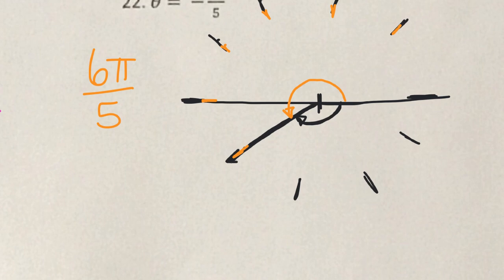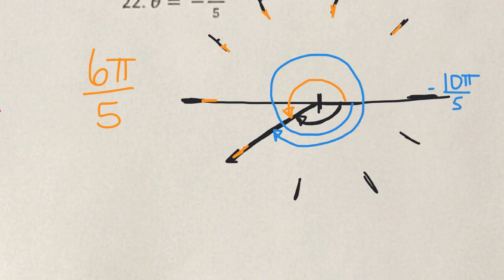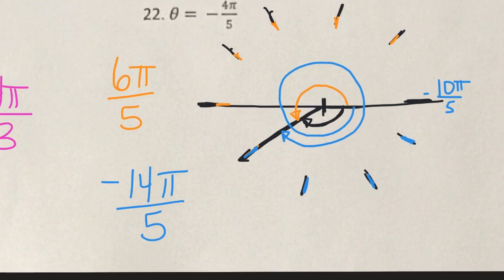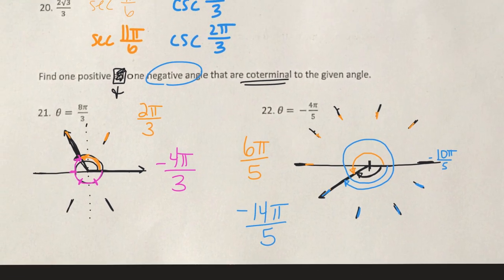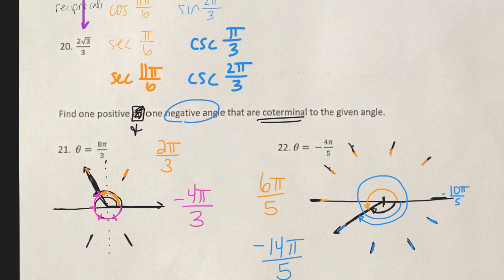Okay, so I was given -4 pi over 5 to begin with, which means my other negative is going to have to go all the way around, right? I'm going to have to do more than 1 revolution in order to find a negative coterminal angle. Okay, so all the way around is 10 pi over 5. So 10 pi, 11 pi, 12 pi, 13 pi, 14 pi's. -14 pi over 5 will be a coterminal angle that is also negative, right, in the negative direction. So I need to define one of each.